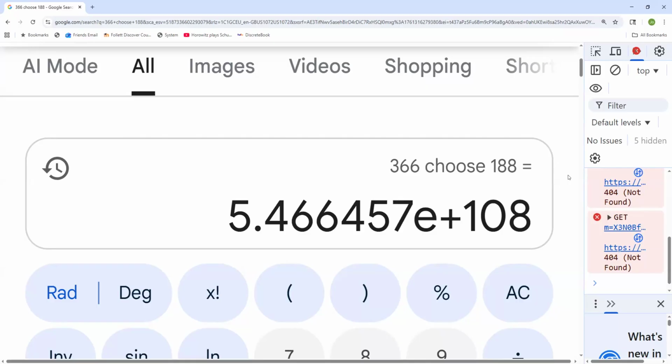In fact, that's more than a googol. Do you know what a googol is? A googol is the one with 100 zeros after it. So this is actually bigger than a googol. Okay, so there's that for that problem.